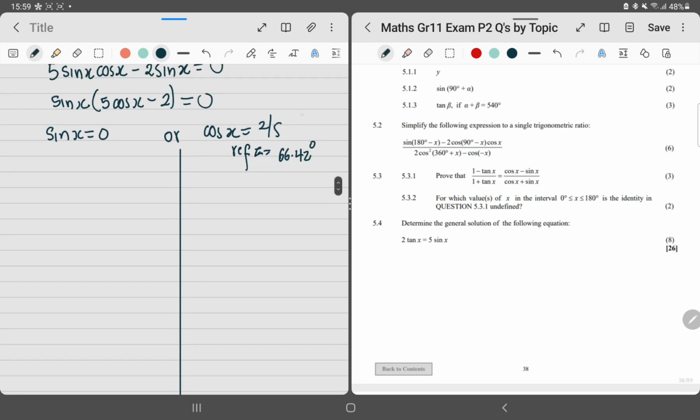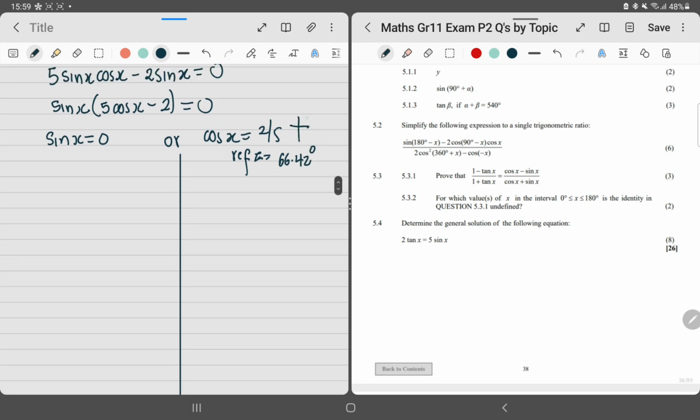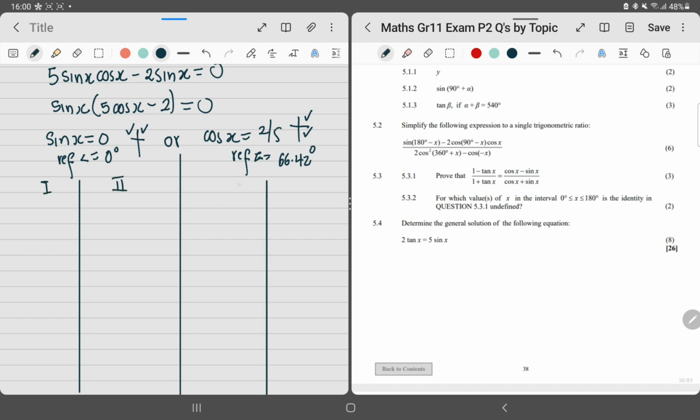I am getting 66.42 degrees, and we are working in the quadrants where cos is positive. The reference angle on the other side should be equal to 0, so this is 0 degrees. And then we are working in the quadrants where sine is positive, so this is quadrant 1 and quadrant 2. For the other side, it's quadrant 1 and quadrant 4.